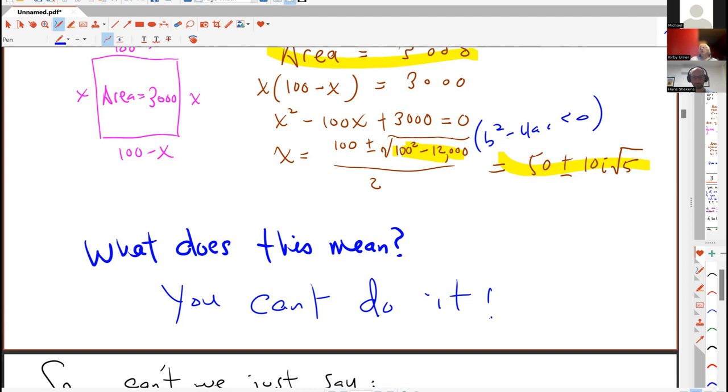So from an algebraic point of view, those solutions aren't really interesting. They're just telling you you can't enclose 3,000 square feet with a rectangular enclosure using 200 feet of fencing. It just can't be done. That's good. It just means that all we have to do is throw these solutions out and say it can't be done. And in fact, this is how complex numbers, I think, were dealt with for a very long time. They just meant that something was impossible.